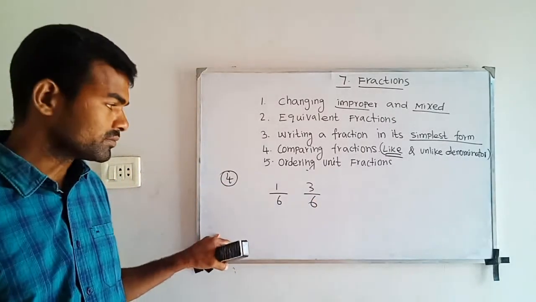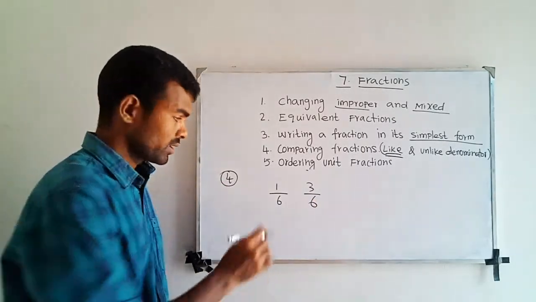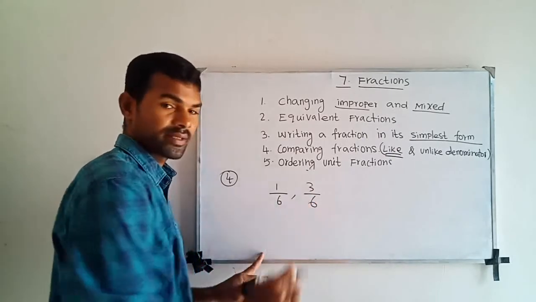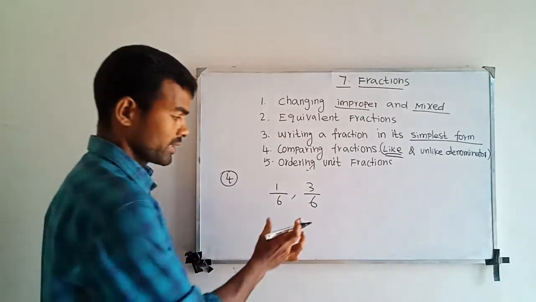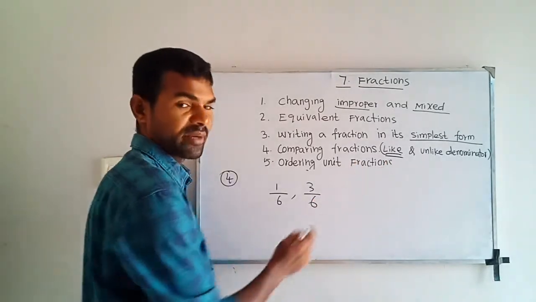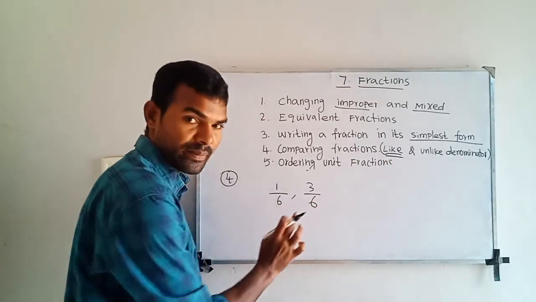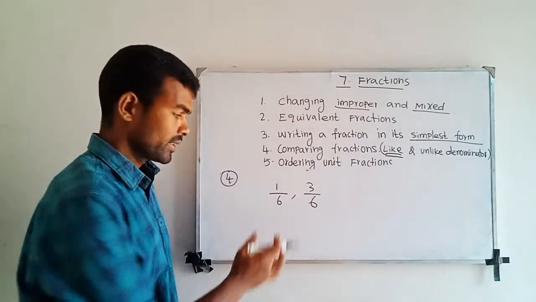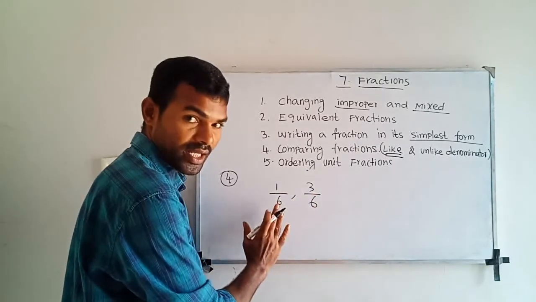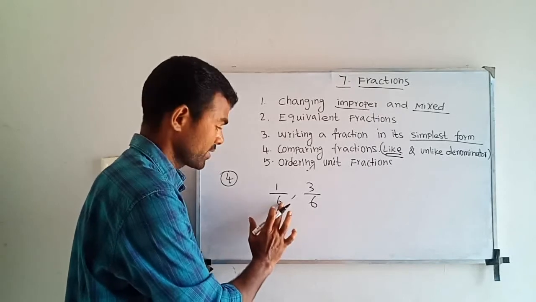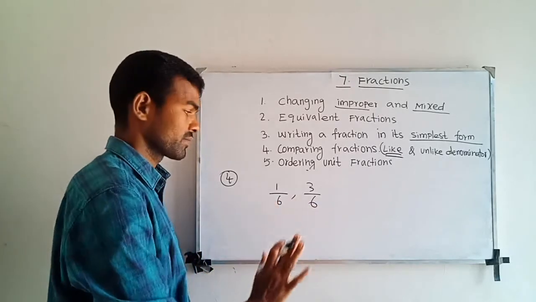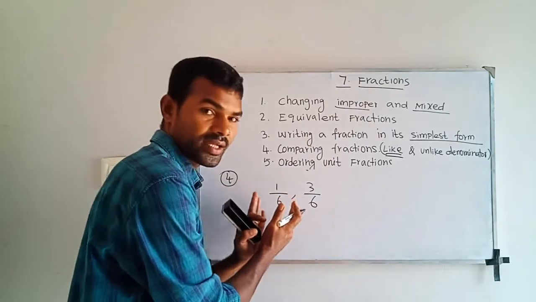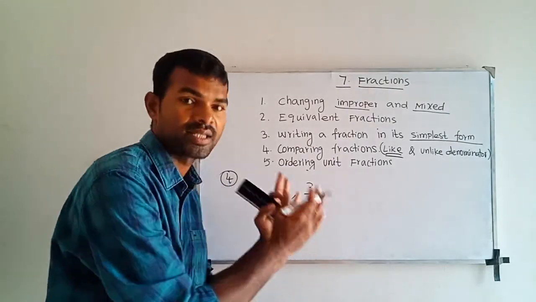See this number, 1 by 6 and 3 by 6. Both are like denominators. Like denominator means the denominator is the same number, but the numerators are different numbers. Now see, which fraction is big and which fraction is small?